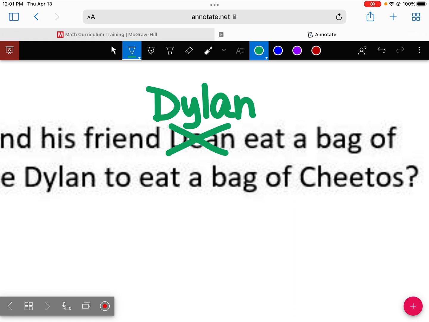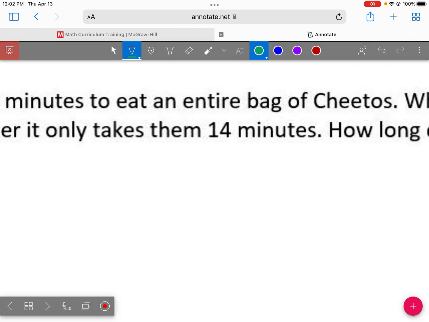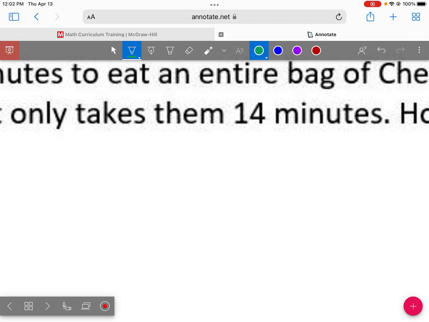When they eat a bag of Cheetos together, it only takes them 14 minutes. How long does it take Dylan to eat a bag of Cheetos? It is not a simple subtraction problem because we still have rates. What is Sam's rate for eating a bag of Cheetos? What'd you say? No, what's the rate? Oh, 1 bag of Cheetos every 25 minutes. 1 bag of Cheetos or 1 bag out of 25 minutes.